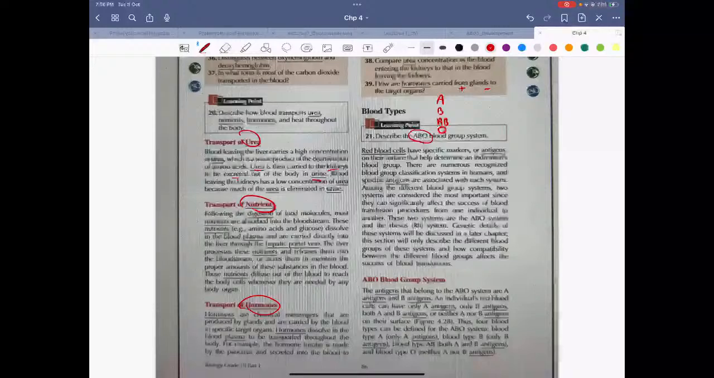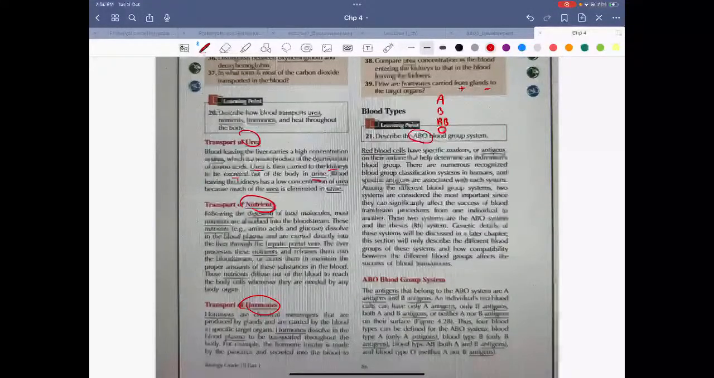If you guys want to interact, anyone who knows what their blood group is, type it in the chat below, just for you guys to interact with me while I'm teaching.